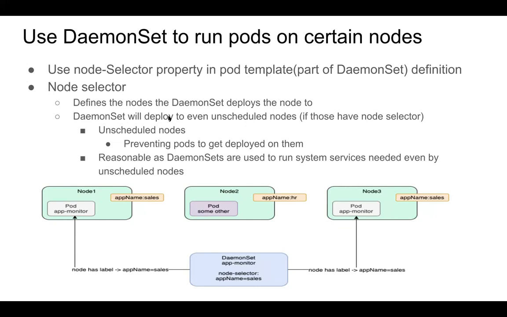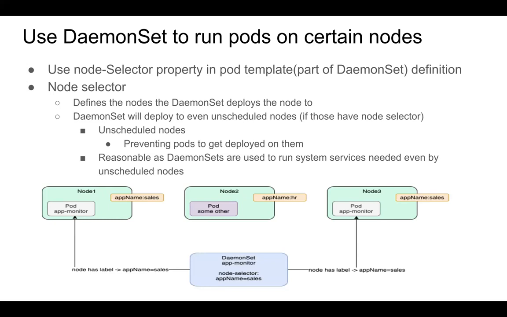DaemonSet will deploy to even unscheduled nodes if those match the node selector. So what are unscheduled nodes? They prevent pods from getting deployed on them. For example, in your Kubernetes cluster, there are some machines where no pod should be deployed. Those are called unscheduled nodes.